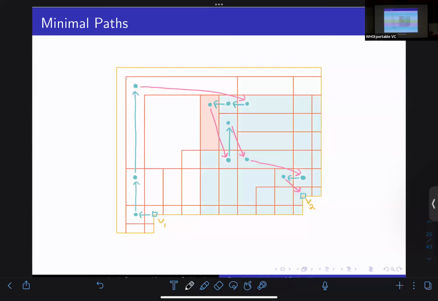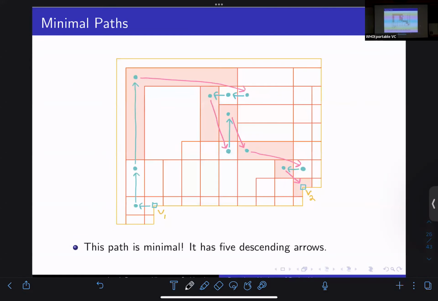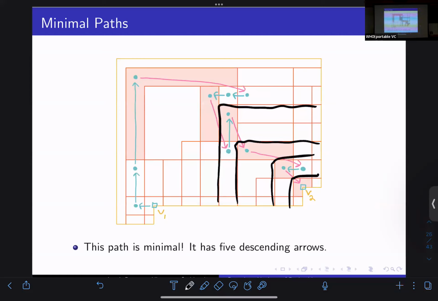The observation is that this is the best we can do. For example, if I draw this little inner corner here, in order to enter this area from outside of it, I must use a descending arrow. Similarly, in order to enter this area or this area or this area, I need to use a descending arrow to enter any of these areas, which means that any path from v1 to v2 must use at least 5 descending arrows. And well, hey, I already have a path that uses exactly 5. That means that this path has to be the minimal one.